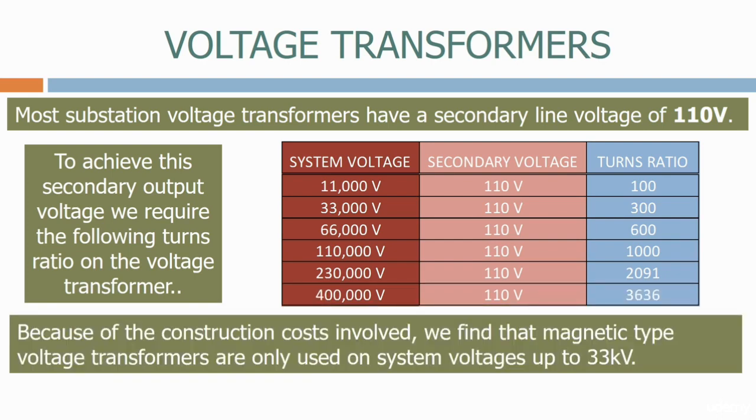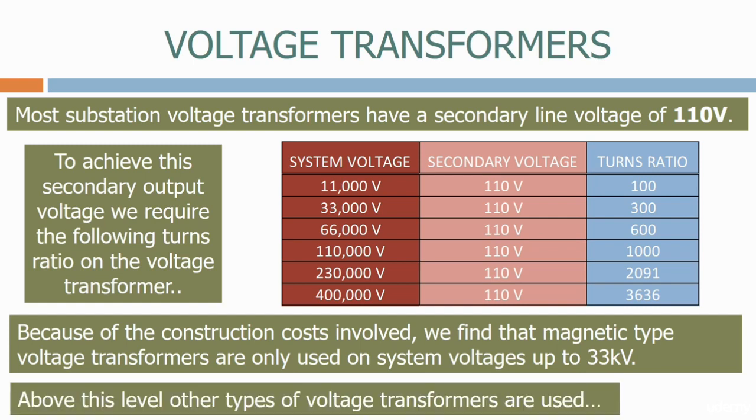Because of the construction costs involved, we find that magnetic type voltage transformers are only used on system voltages up to 33 kV. Above this level, other types of voltage transformers are used.